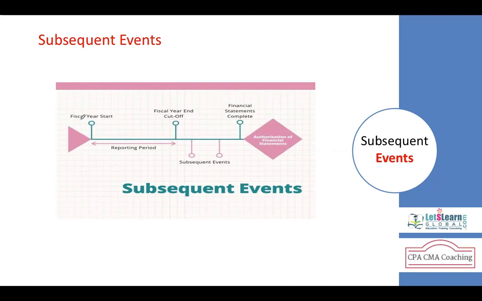So the fiscal year starting, let's say, January 1st, a calendar year, and the cutoff period, say 31st December, is called the reporting period. You have subsequent events, because from 31st December until the financial statements are complete and to be issued, whatever events you identified are called subsequent events. Now let us see whether these subsequent events need any adjustment in the financial statements for this reporting period, or we can report in the next year.